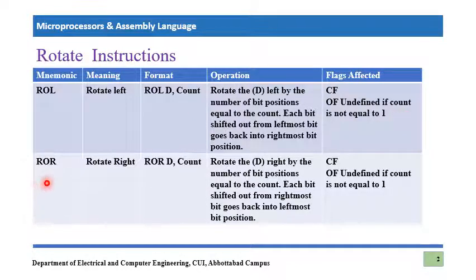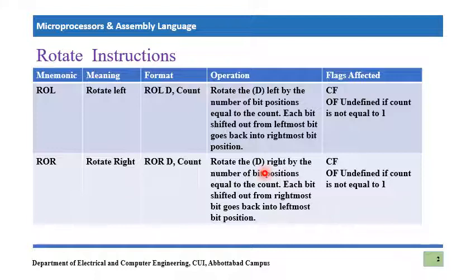Okay, the second instruction we are going to cover is rotate right, and ROR is its mnemonic. The format is very similar to the format of rotate left: rotate right D comma count. So we rotate D, the destination register, towards the right by the number of bits given in the count. That means if the count is 3, we rotate the D register by 3 bits. If the count is 4, we rotate the D register by 4 bits. So that's how it performs.